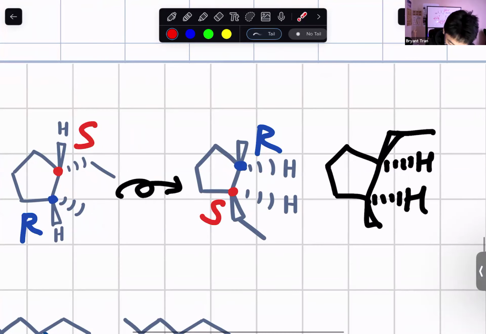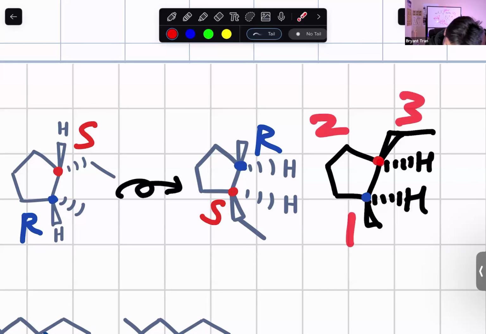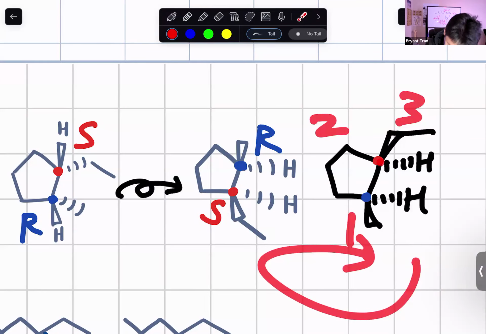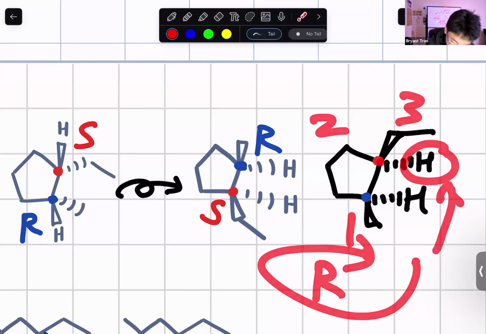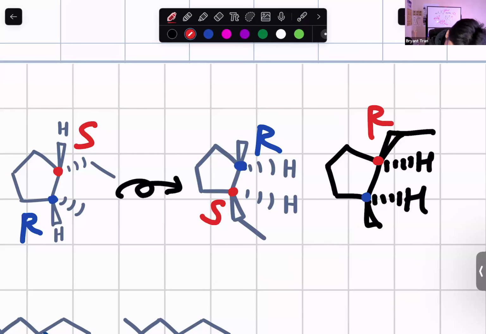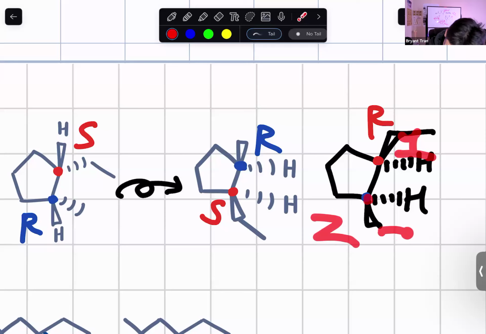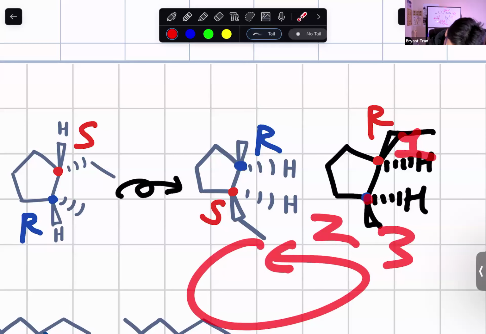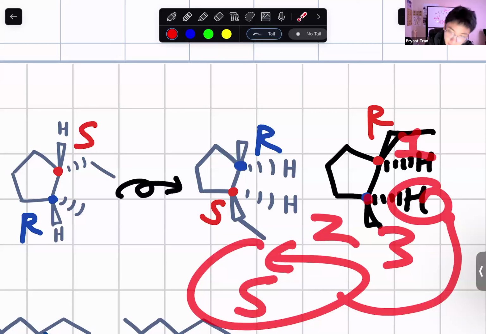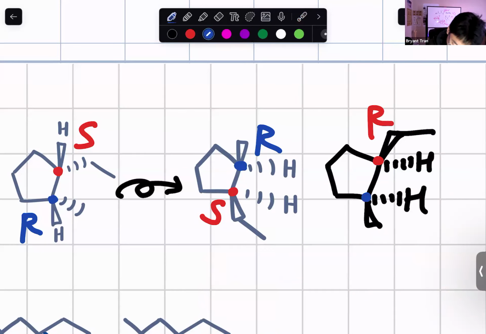So then let's say this is the red chiral center because that has the ethyl group. This is the blue chiral center right here. This would be 1, 2, 3 for the red chiral center, and that would be clockwise, which is R, and it stays R because the lowest priority group is on the backside. So that's R for the red. For blue, this is 1, this is 2, and this is 3. Going this way, it looks S and it stays S because the lowest priority group is on the backside. So blue here would be S.